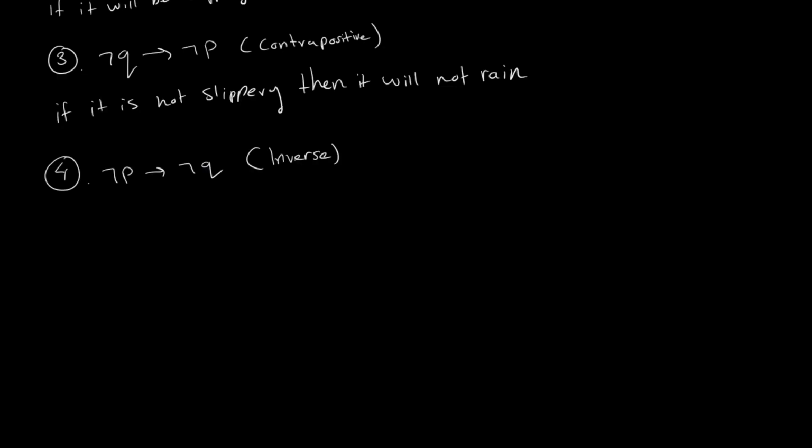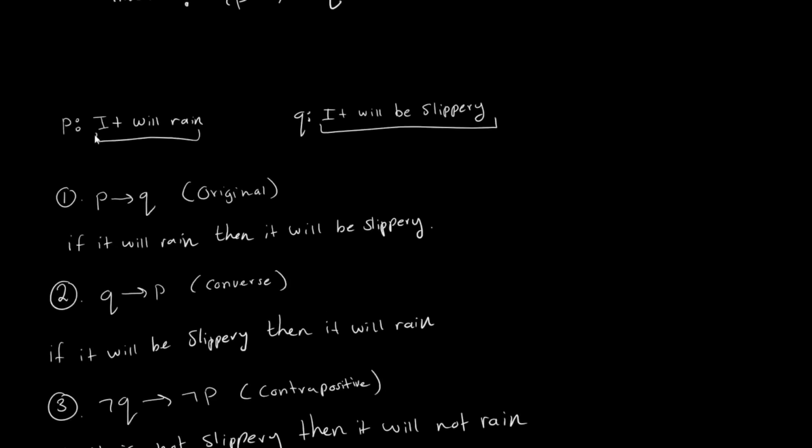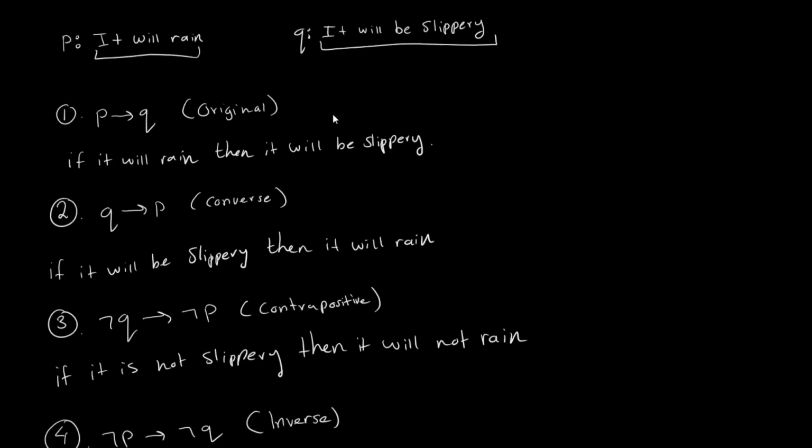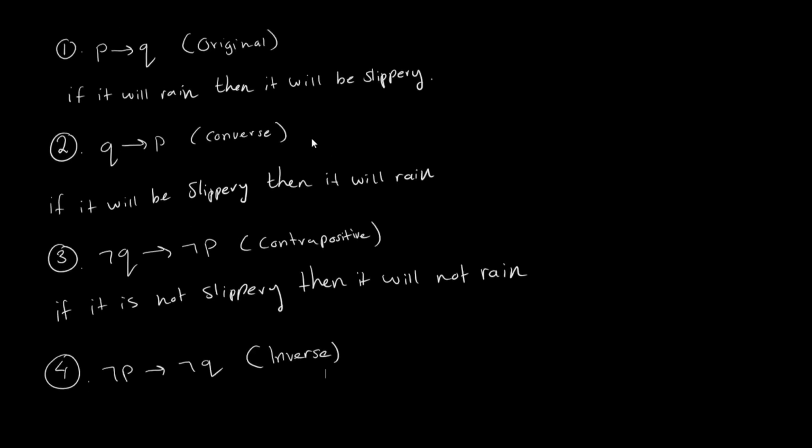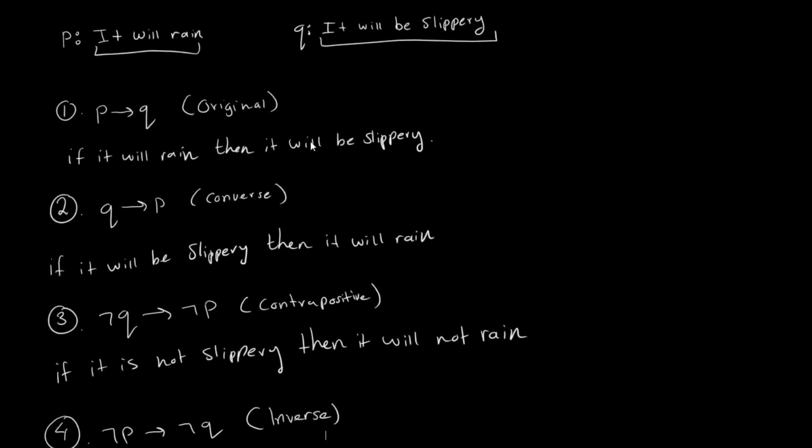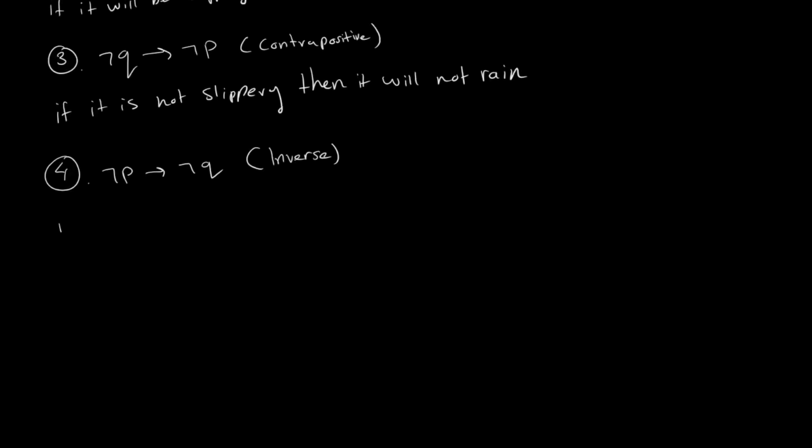So last one we've got here is the inverse, which states that not P implies not Q, right? So let's look at our statement here, where P means it will rain and Q means it will be slippery. So if not P means that it will not rain, implies that it will not be slippery. So if it does not rain, then it will not be slippery.